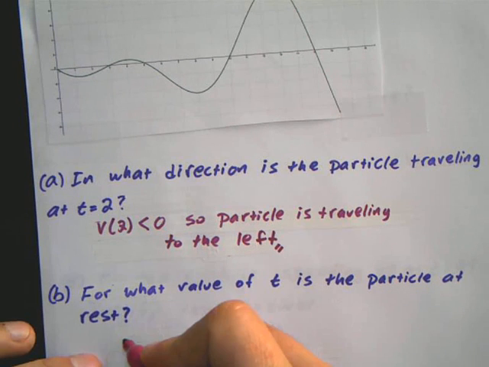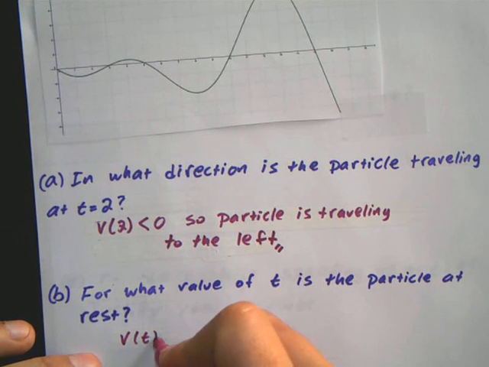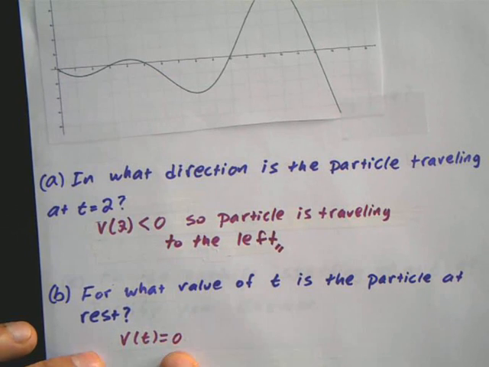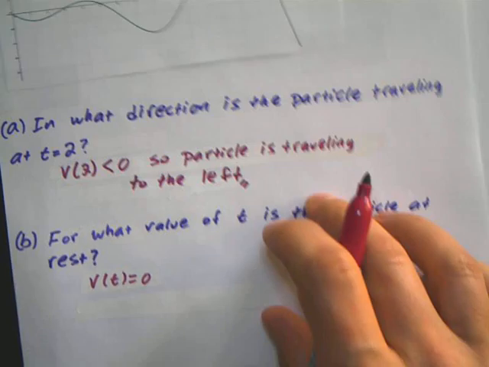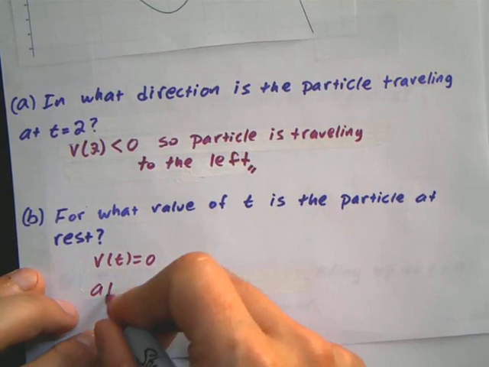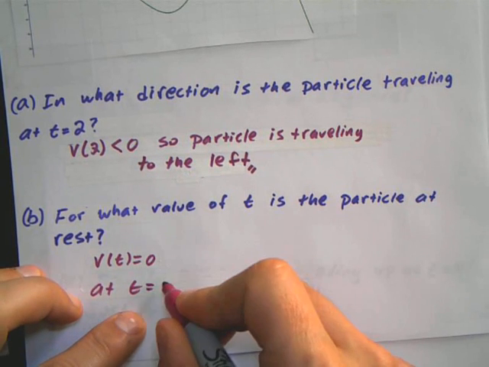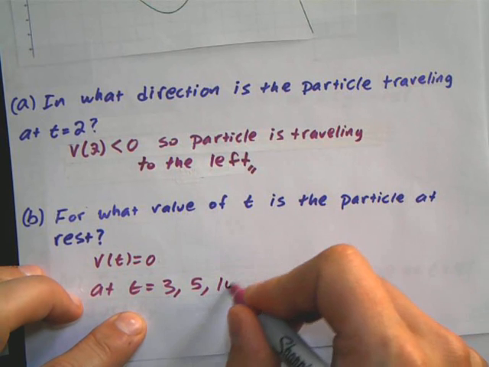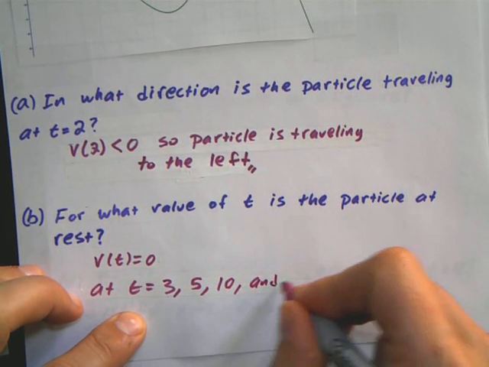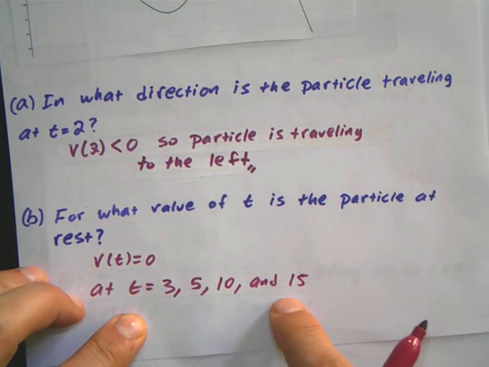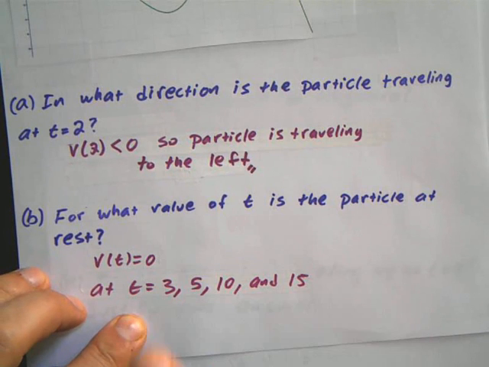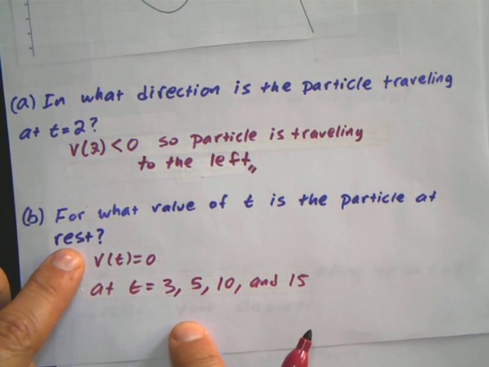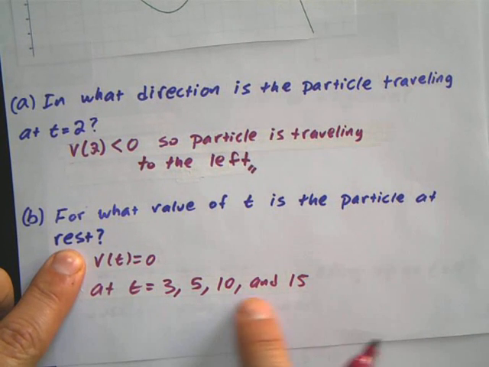So we can say that v of t equals 0, that's when the particle is at rest. We can say that's going to be at t equals 3, 5, 10, and 15. So those are the 4 instances where the particle is at rest briefly before it starts moving back and forth again.